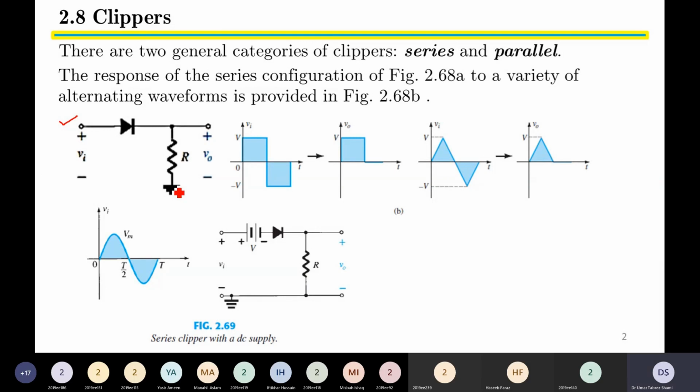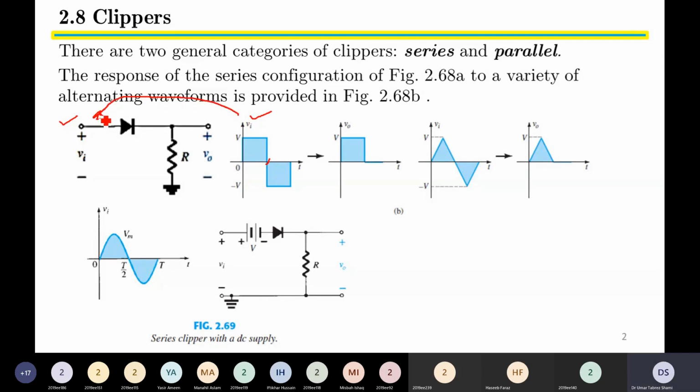Okay. So first of all, if we look at the first input voltage, this is the square wave. From 0 to pi, or half cycle, the signal is positive V. Then from pi to 2 pi, or for the remaining part of the cycle, the input voltage is minus V.